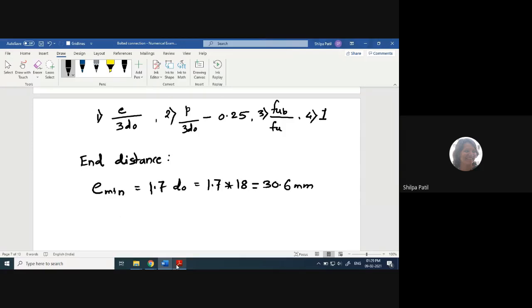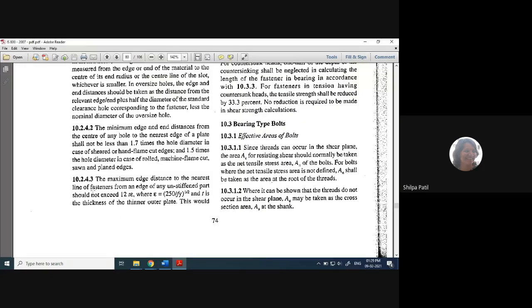Then we have to calculate the maximum also. The maximum value is given in the next clause, 10.2.4.3. The maximum edge distance to the nearer edge and end, the criteria for both the distances is same. Even though it is written edge, it is applicable for end distance also. The maximum end distance to the nearest line of fasteners from an end of any unstiffened part should not exceed 12 T epsilon, where epsilon is 250 upon Fy raised to half, that is under root, and T is the thickness of the thinner outer plate.